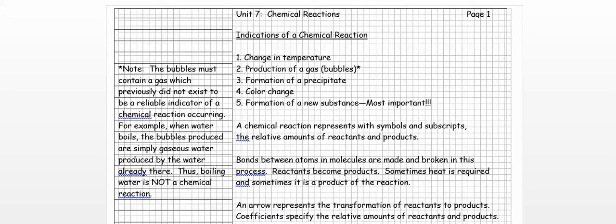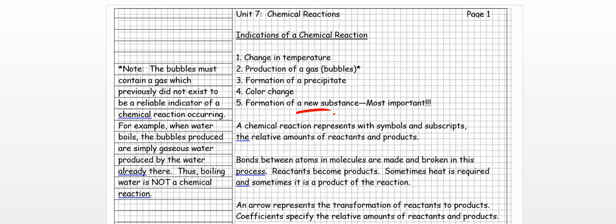But let's take a look at the one that is absolutely the most diagnostic, the most important one, and that is the formation of a new substance. When something comes into being that was not present before, then that new substance is absolutely diagnostic of a chemical reaction. That's a chemical reaction, okay? So that's it, the indicators for a chemical reaction.